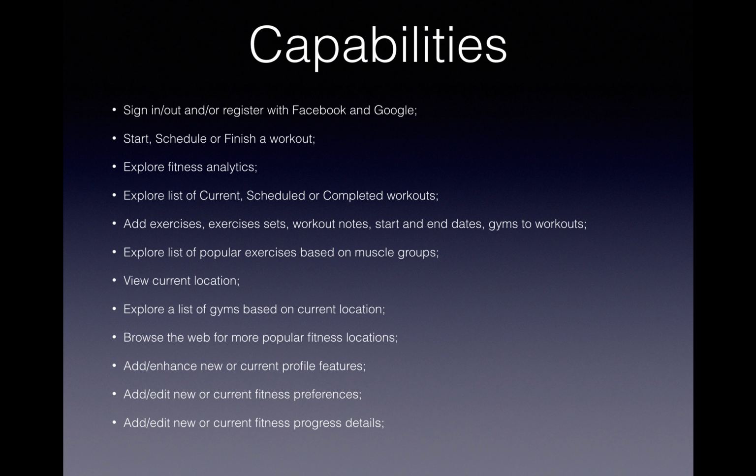The main capabilities of ULift, as seen in the list displayed here, are basic session functions such as registering, logging in and out using Facebook and or Google. Workout functionalities such as starting and scheduling or finishing a workout, as well as exploring a list of workouts depending on their type. Exercise capabilities such as creating an exercise, adding sets to that exercise, and exploring from a list of available exercises based on their muscle categories. And last, but not the least, user enhancements like profile features, fitness preferences, or progress details.